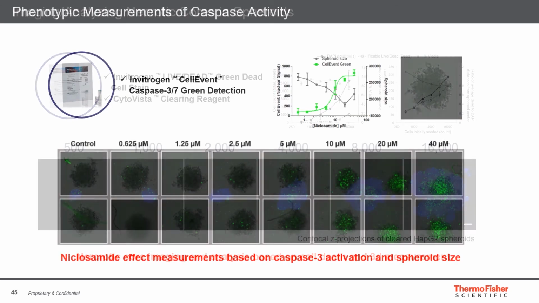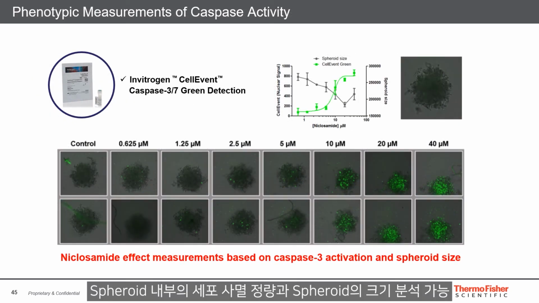You can see the ratio of dead cells to DAPI is close to 1 as cell numbers increase, matching the images. Second one is spheroid phenotyping measurement using CellEvent reagent. CellEvent can label apoptotic dead cells in 3D spheroid. According to the increase of niclosamide dose, caspase activation is increased while spheroid size is decreasing.